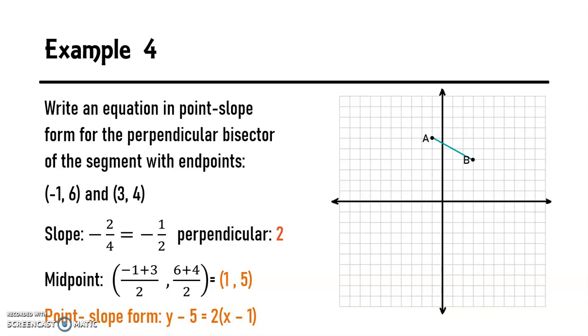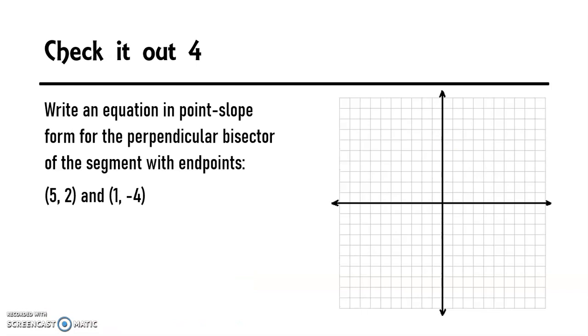Okay, so here's your check it out question. So this time you have the points 5, 2, and 1, -4. So that's the last thing you need to do on your Google Doc before you turn it in as your classwork for today. And then you have some homework to do.